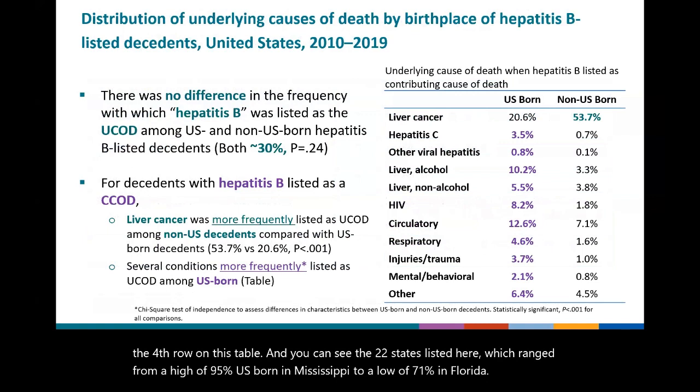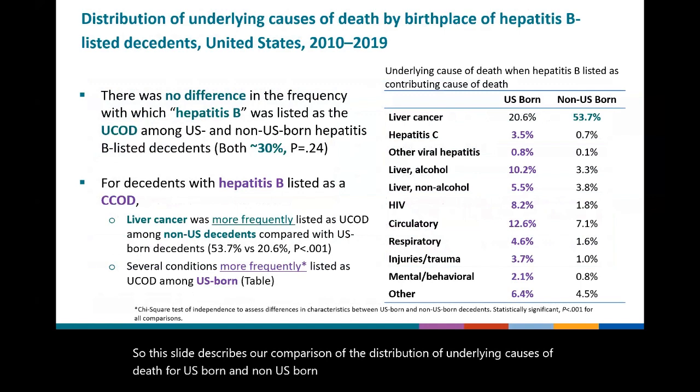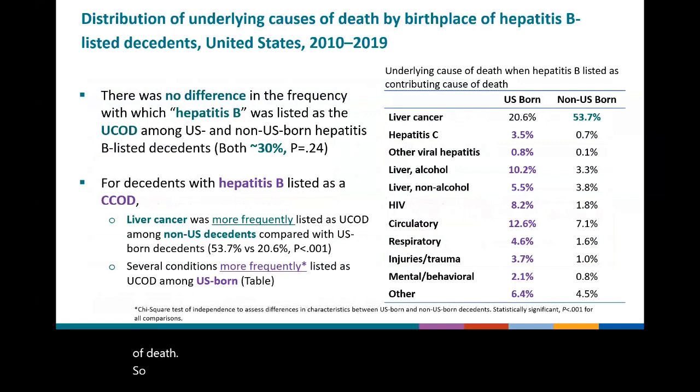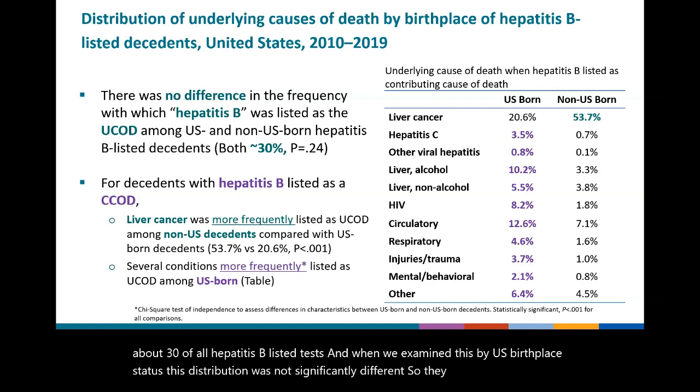So this slide describes our comparison of the distribution of underlying causes of death for US-born and non-US-born decedents who had hepatitis B listed as a cause of death. So first, we found that hepatitis B was listed as the underlying cause of death for about 30% of all hepatitis B listed deaths. And when we examined this by US birthplace status, this distribution was not significantly different. So they were both about 30% each for each group.